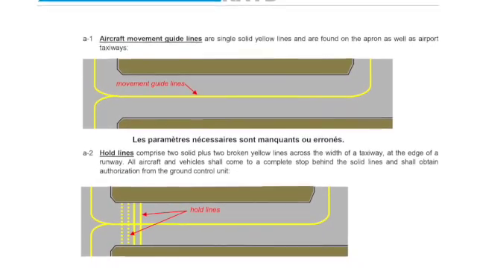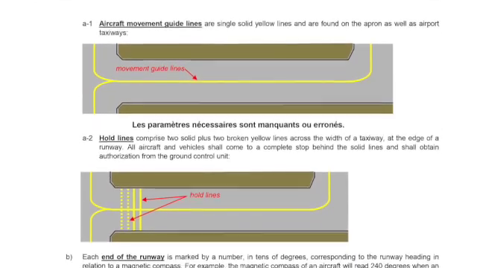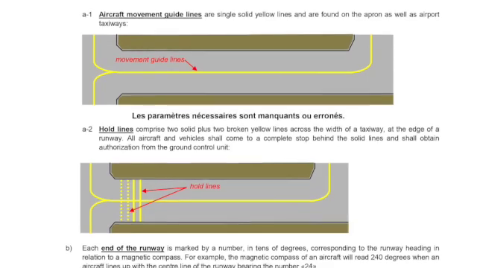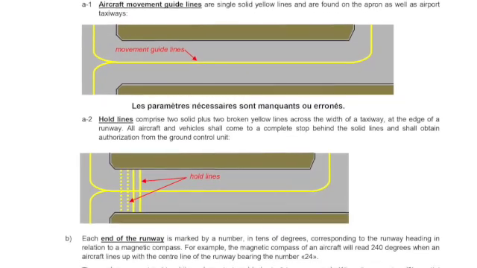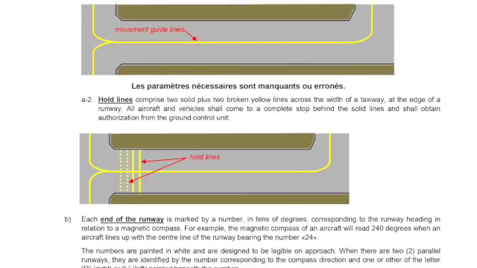A2. Hold lines comprise 2 solid plus 2 broken yellow lines across the width of a taxiway, at the edge of a runway. All aircraft and vehicles shall come to a complete stop behind the solid lines and shall obtain authorization from the ground control unit.